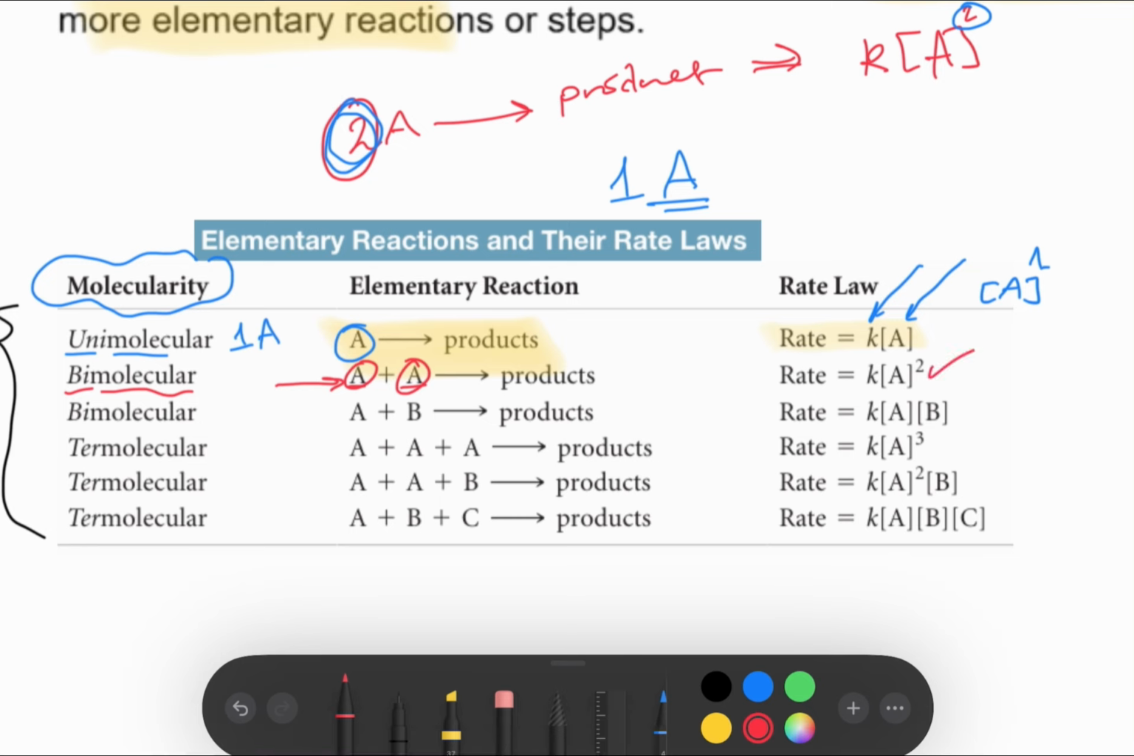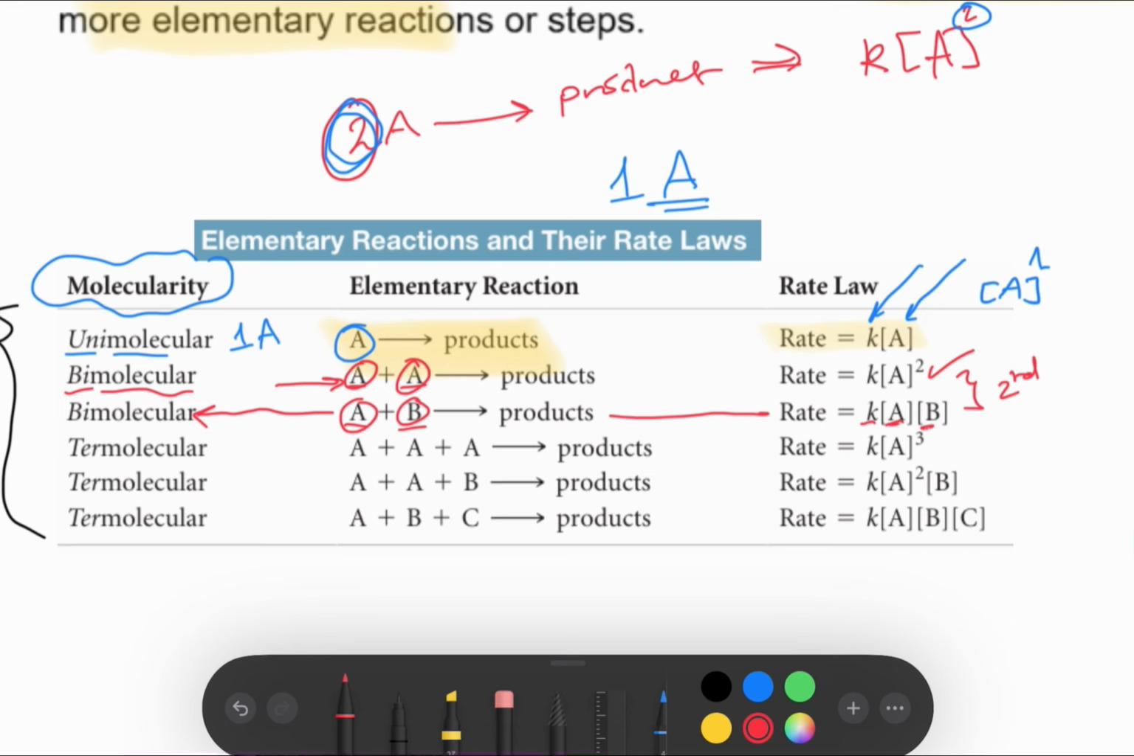You could have two different reactants, for example, molecule A and molecule B. So you have two species at that point, and since you have two reactant species, it's also bimolecular. If you want to write the rate law for that, it's k[A][B]. Both have a second order of reaction.